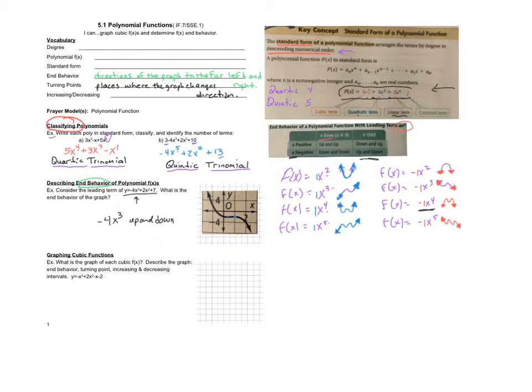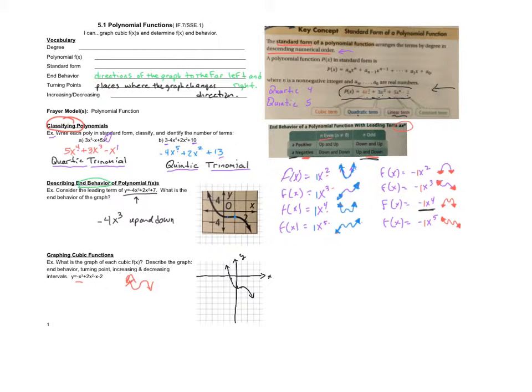And it reads, what is the graph of each cubic function? Describe the graph's end behavior, the turning points, increasing and decreasing. So if we were to graph that, that is going to be a cubic. It is going to have 4 terms. It's cubic. It has an up, down end behavior because a is negative and the degree is an odd number. All right, that's going to be the general shape of my graph.